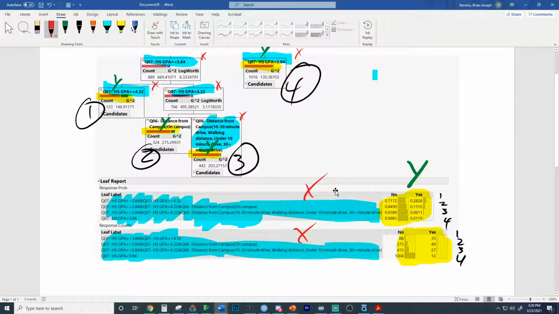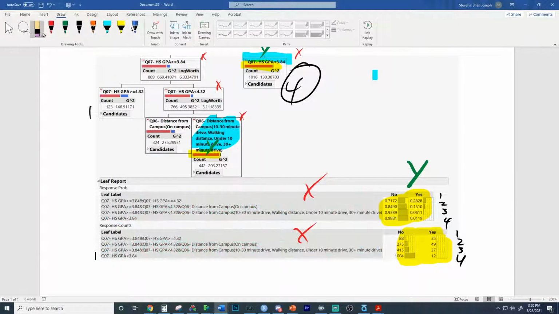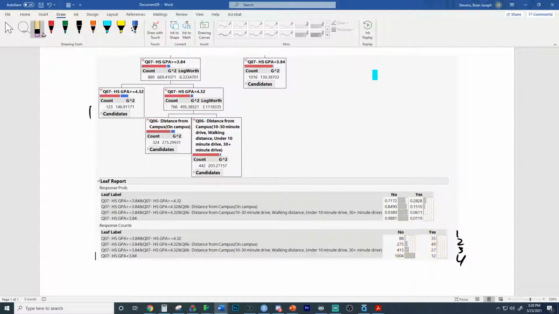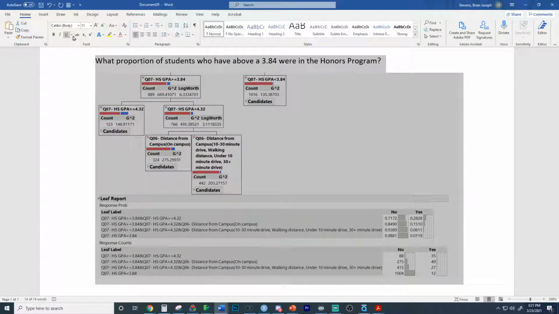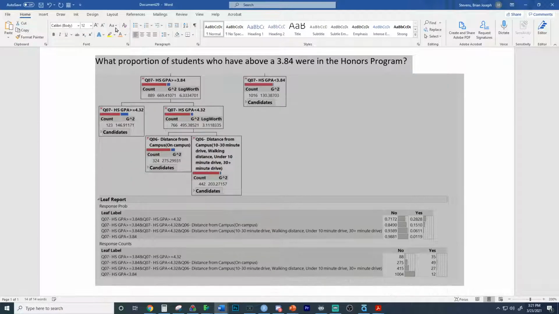Now, one last difficult question, which I'll leave you with right here to end off, and we'll remove our little help guide, is what proportion of students who have a GPA of 3.84 or greater were in the honors program? So here's a tough question to end. Let's put the question on the top of the screen at the end of this speedrun right here. What proportion of students who have above a 3.84 were in the honors program?